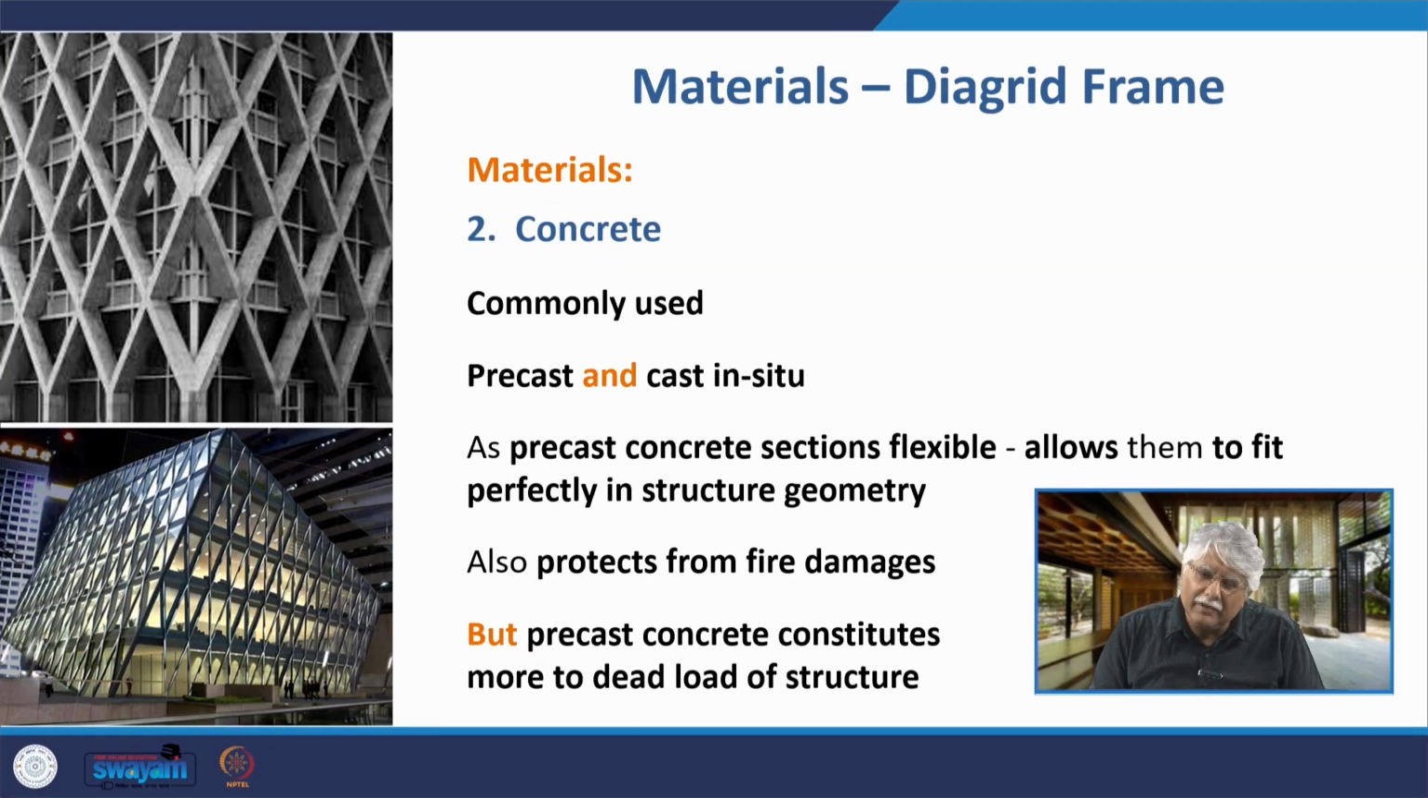Second is concrete that is commonly used. It is precast and cast in situ both, as we saw in the 170 Amsterdam building. As precast concrete sections are flexible, it allows them to be fit perfectly in the structure geometry and protects it from fire damage, but precast concrete contributes more to the dead load of the structure.